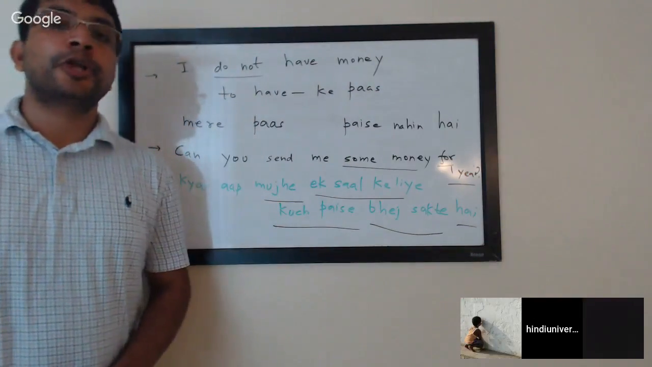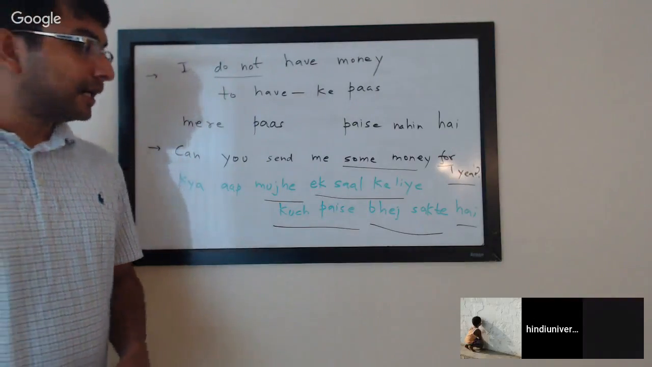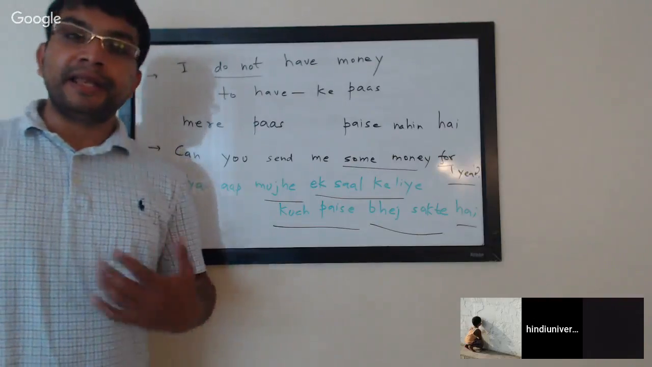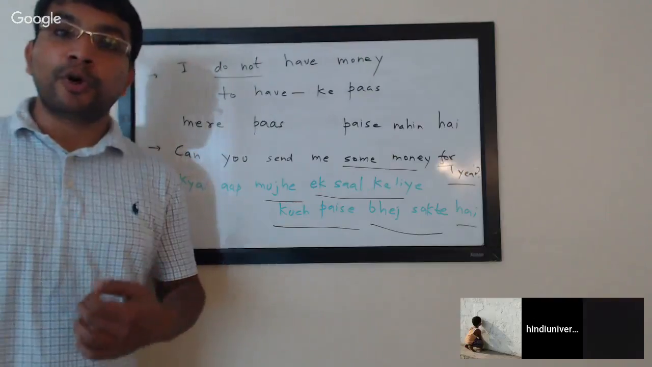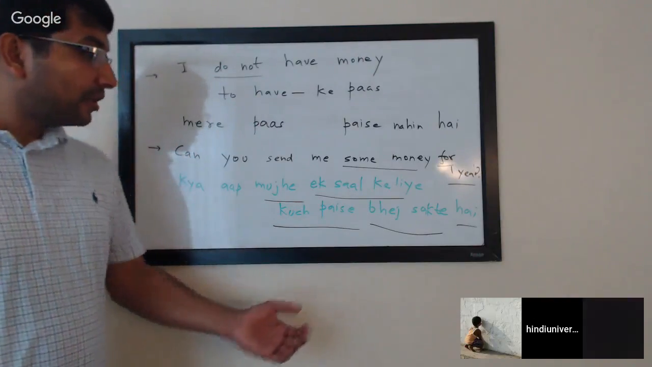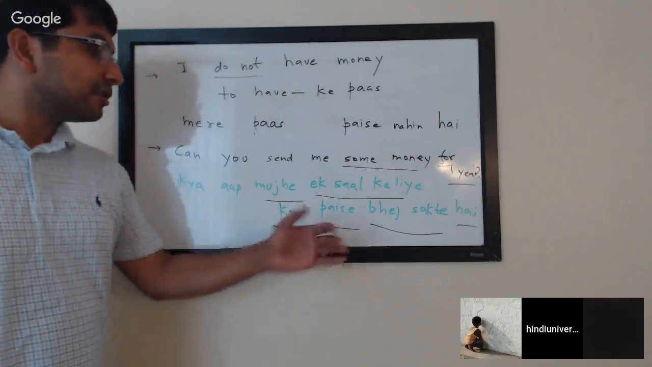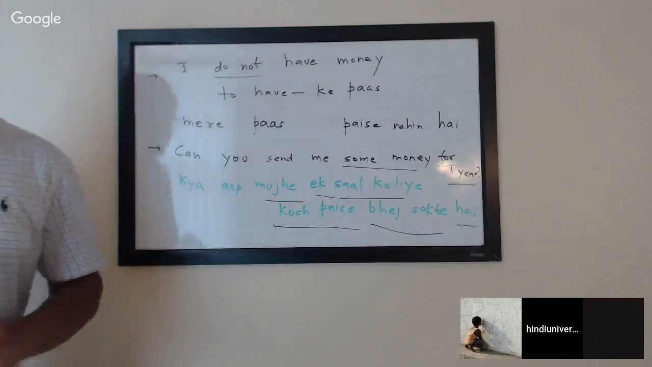Okay, you can also say, can you lend me, which is the opposite of borrowing. Lending is basically udhar dena. And then there's the use of the verb called dena. Udhar de sakte hai kya? Okay, but because it's a friendly conversation, you can say bhej sakte hai kya, which is absolutely appropriate.